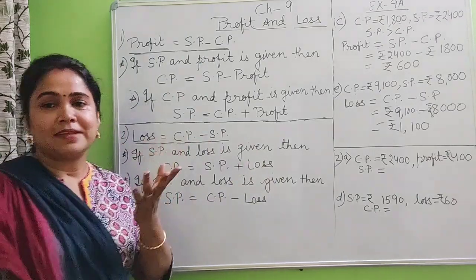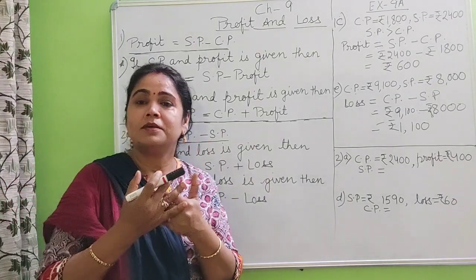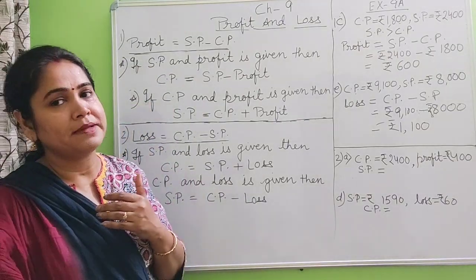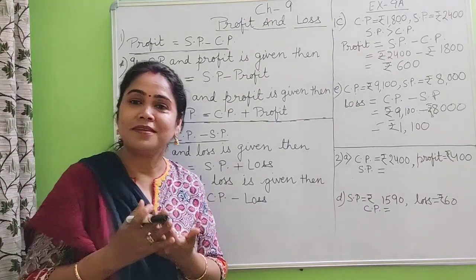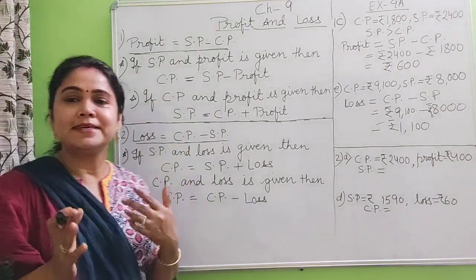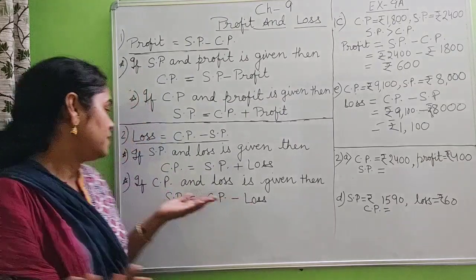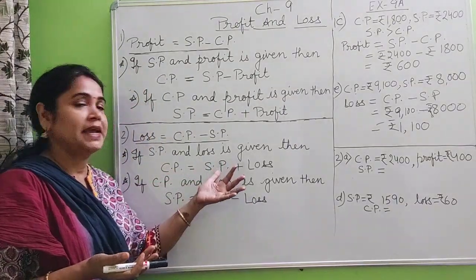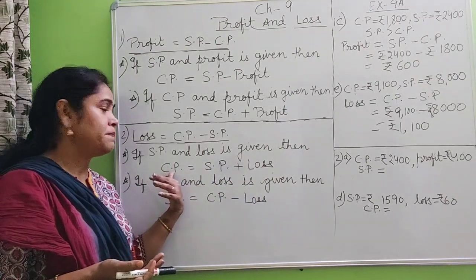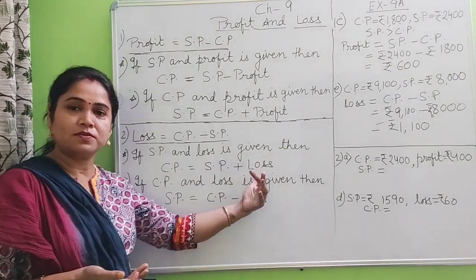Like one example I am giving: he has purchased, meaning cost price is 100, and he has sold for 80 rupees. So selling price is 80, loss is 20. If 20 and 80 are given, what is the CP? So CP will be 80 plus 20, which means 100. So CP will be greater. So SP plus loss we do.